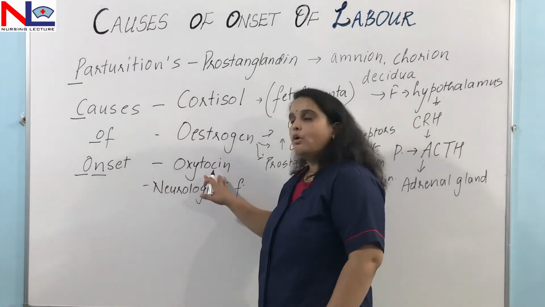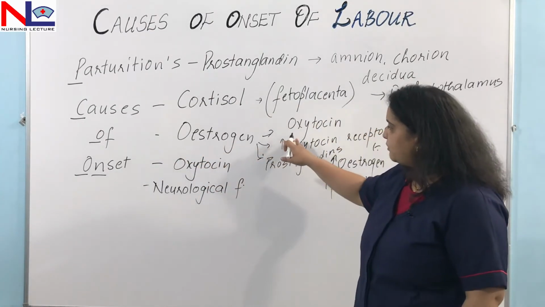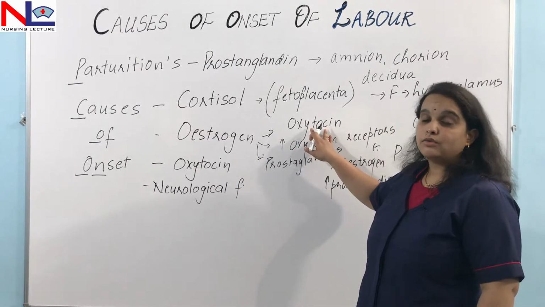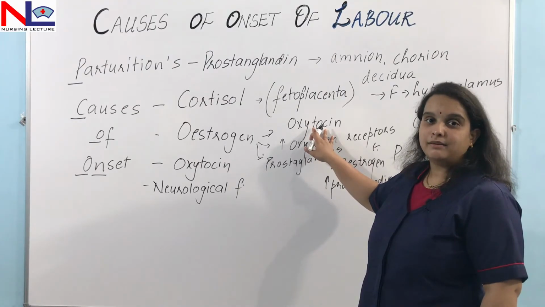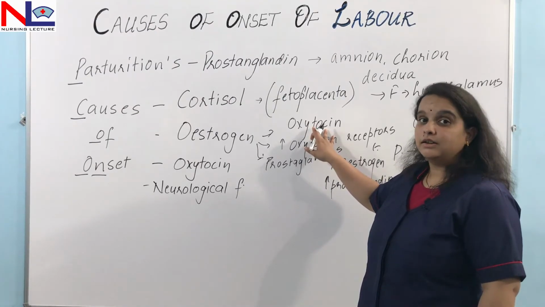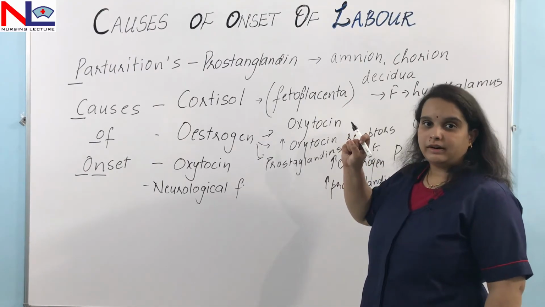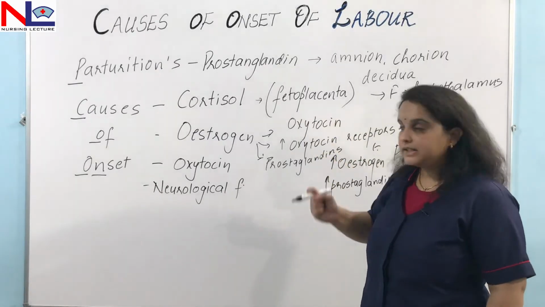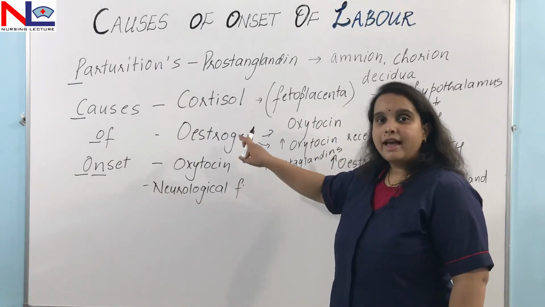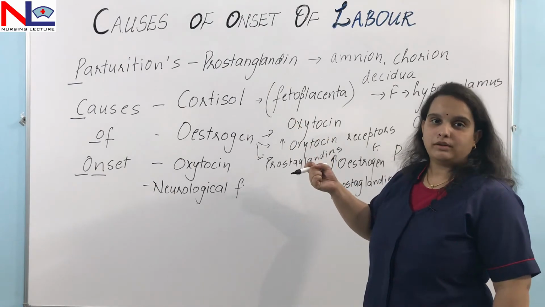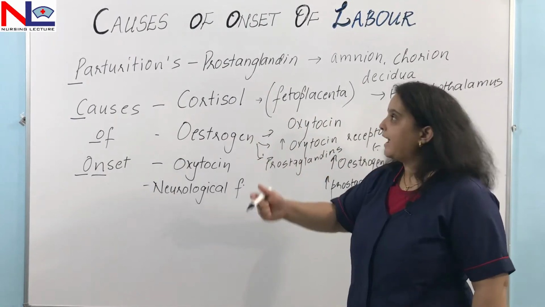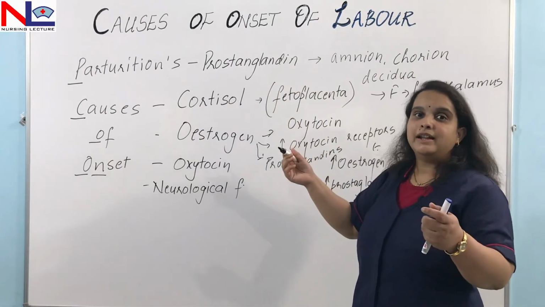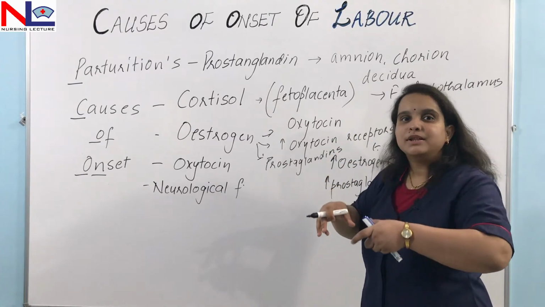Now the next O is oxytocin. As I told you before, what is oxytocin doing here? As the oxytocin receptors increase in the myometrium, what will happen? At term, the uterus contracts, because these oxytocin receptors receive the oxytocin hormone, and with this oxytocin the uterus contracts. As the uterus contracts and the cervix dilates with the effect of prostaglandin, finally what will happen? The fetus will come down.